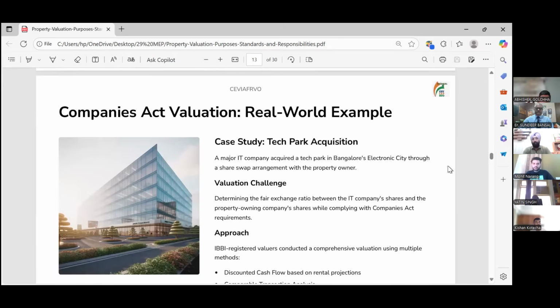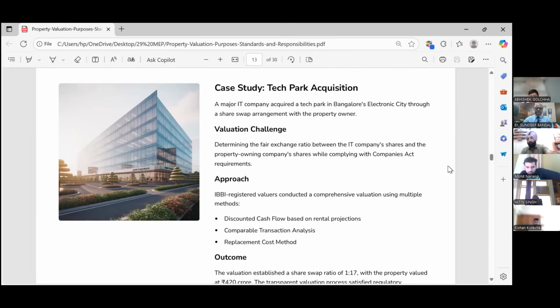So, Companies Act valuation, a real world example, for example, a tech park acquisition. A major IT company acquired a tech park in Bangalore's Electronic City through a share swap arrangement with the property owner. So here, what was the challenge for the valuer? The valuation challenge was to determine the fair exchange ratio between the IT company's shares and the property owning company's shares while complying with the Companies Act requirement.